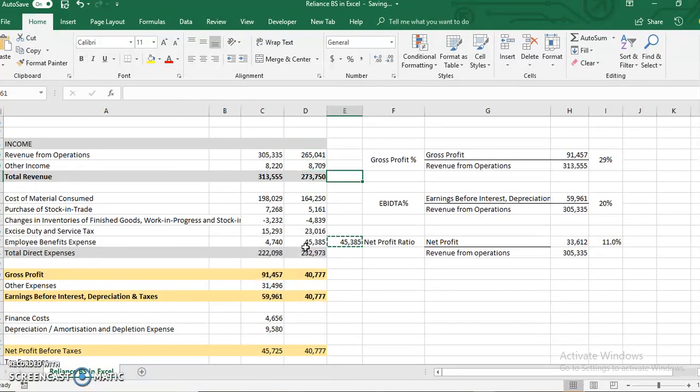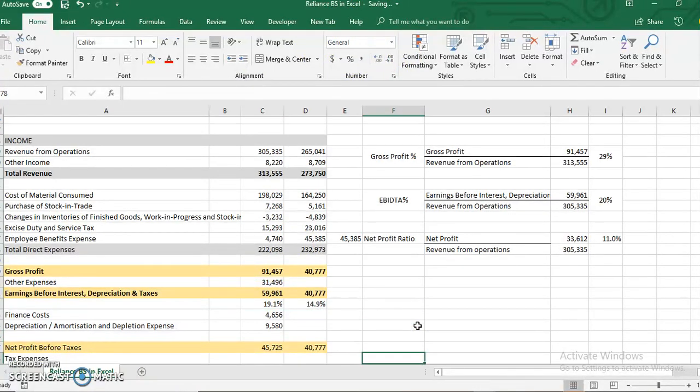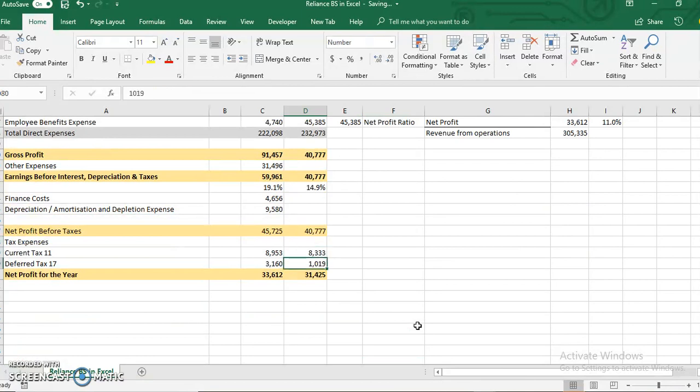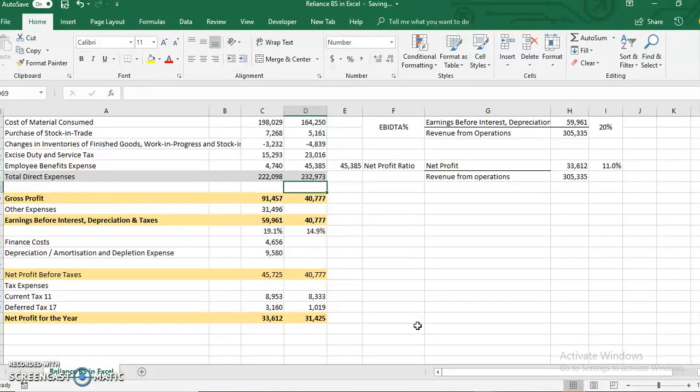So here you will see the gross profit percentage. What would happen to the gross profit percentage? The gross profit percentage will come down from 19% to 14% only. Here the net profit remains the same. It is not really different, but the gross profit percentage is going to be drastically low.